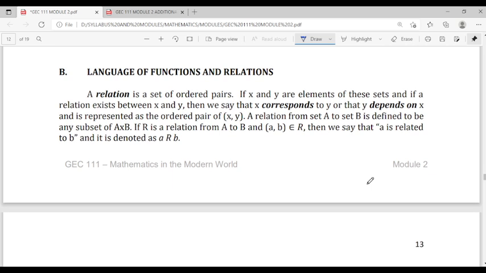For the language of functions and relations, we call it a relation, a set of ordered pairs. X and Y are elements of these sets. If a relation exists between X and Y, then we say that X corresponds to Y, or Y depends on X.